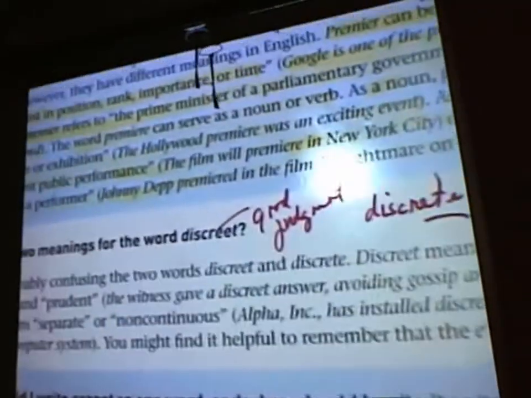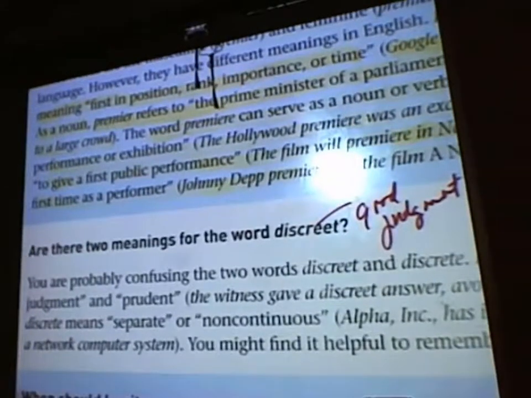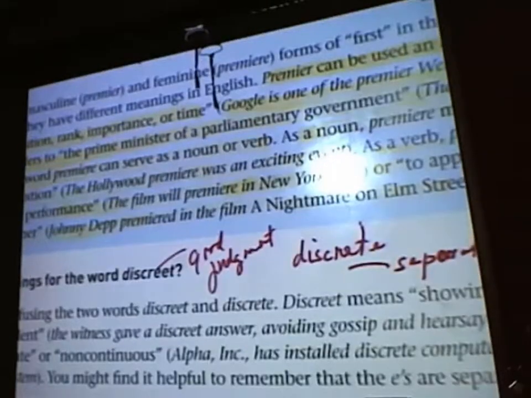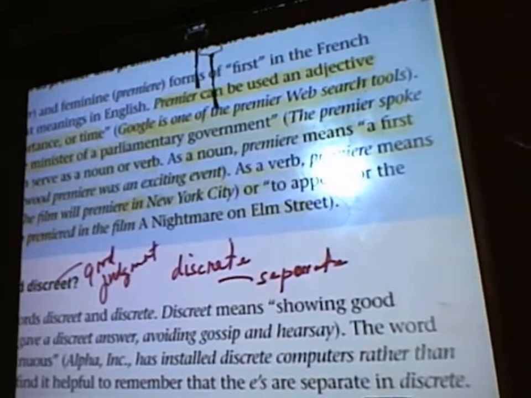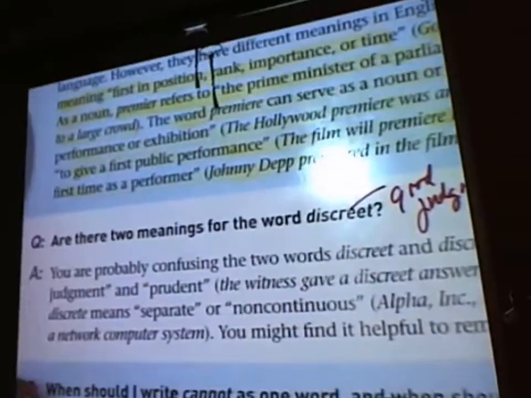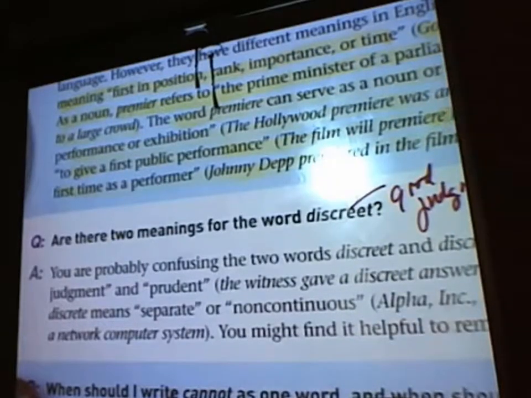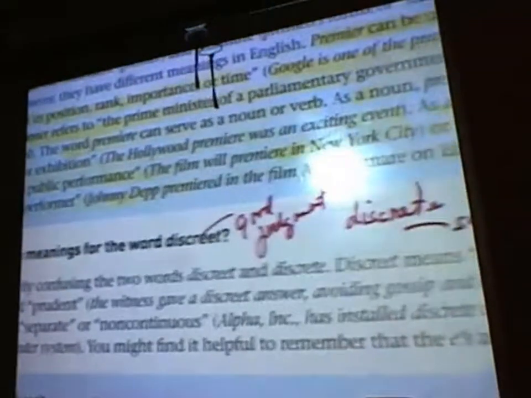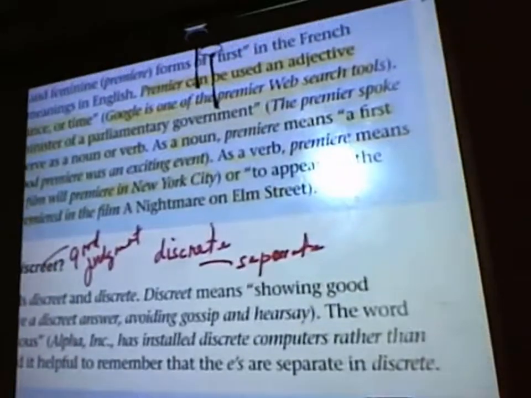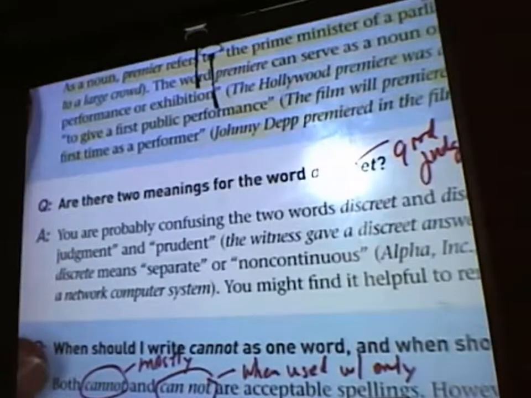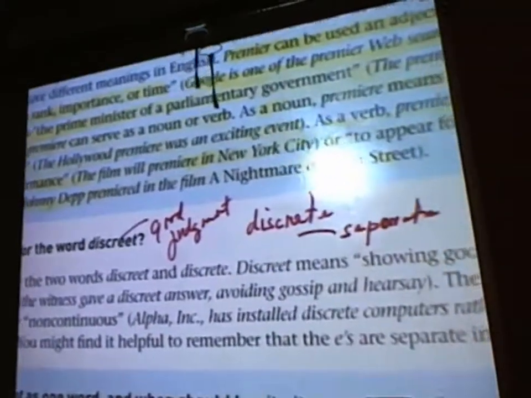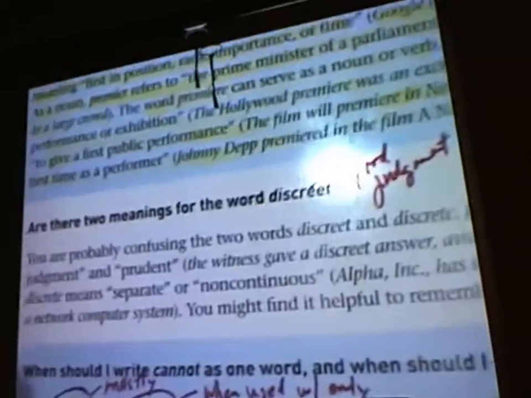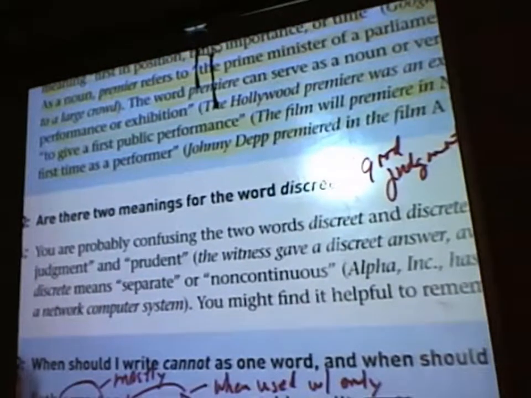Now the word premiere with an E can serve as a noun or a verb. As a noun, premiere with an E means a first performance or exhibition, as in the Hollywood premiere was an exciting event. As a verb, premiere with an E means to give a first public performance. For example, the film will premiere in New York City. Or to appear for the first time as a performer, Johnny Depp premiered in the film A Nightmare on Elm Street.